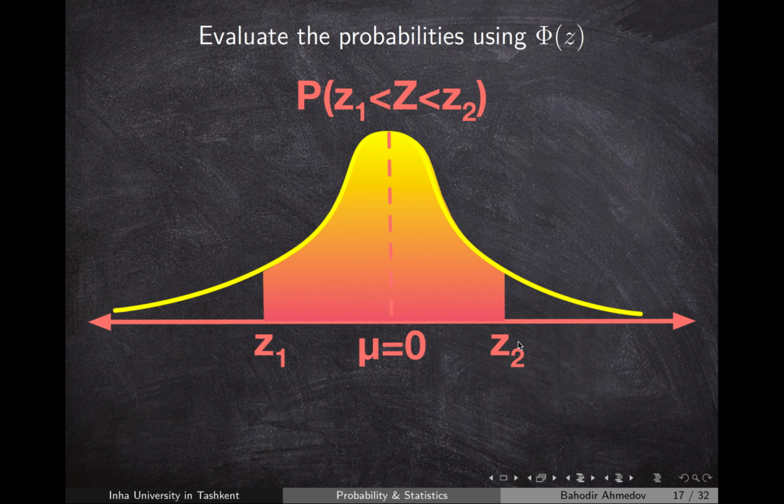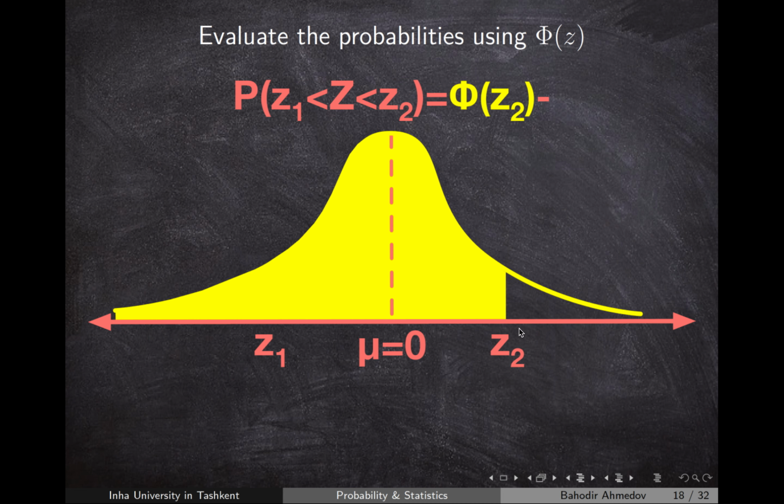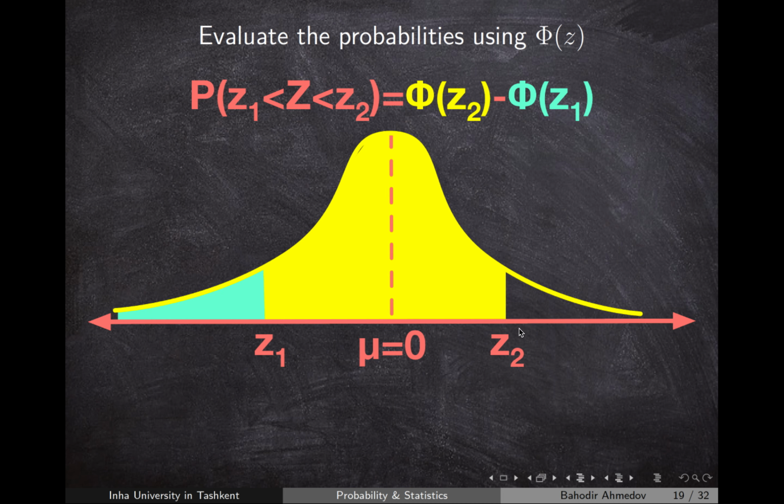So if I would like to evaluate the area between the 2 points z1 and z2, I would first of all find the area until z2 using the table. Then I would subtract from this the area until z1. This would give me the area between z1 and z2, right? So you see, in order to calculate the areas, I need to know how to evaluate the values for the phi, for negative values of the z, and sometimes for the positive values of the z.